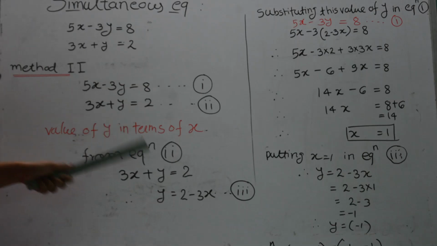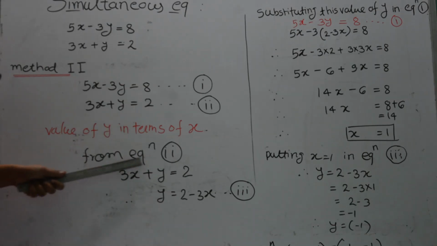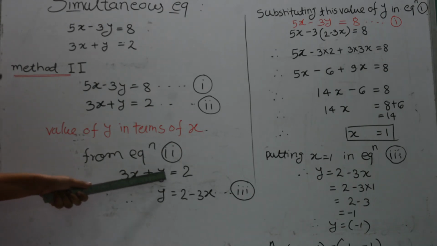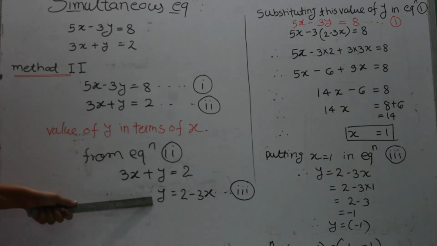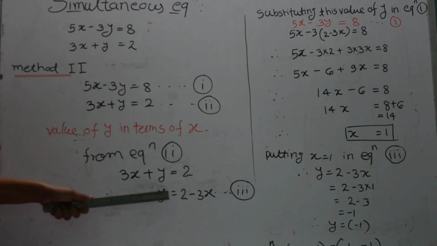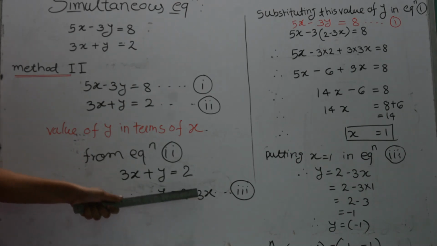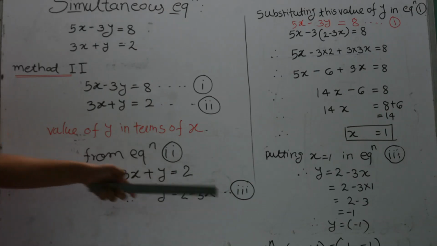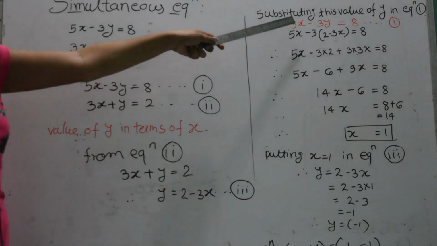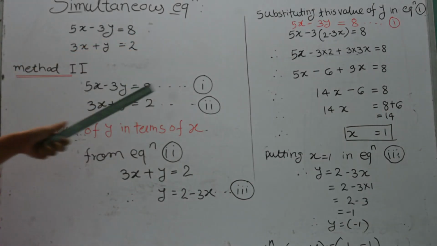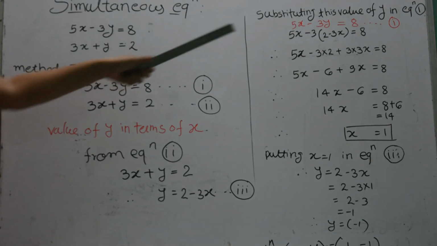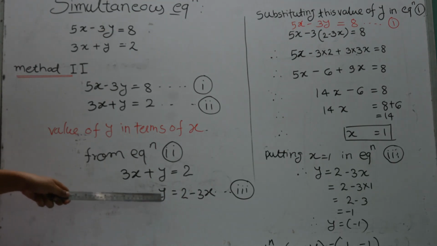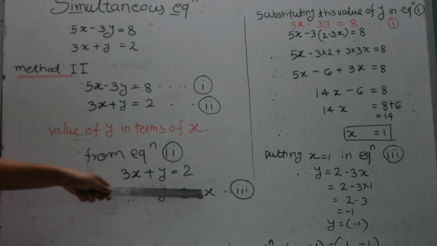If I take this second equation, 3x plus y is equal to 2, I will get the value of y, that is y is equal to 2 minus 3x. So y is equal to 2 minus 3x is our third equation. Now substituting this value of y in equation 1. What is equation 1? 5x minus 3y is equal to 8. What is the value of y? y is equal to 2 minus 3x.